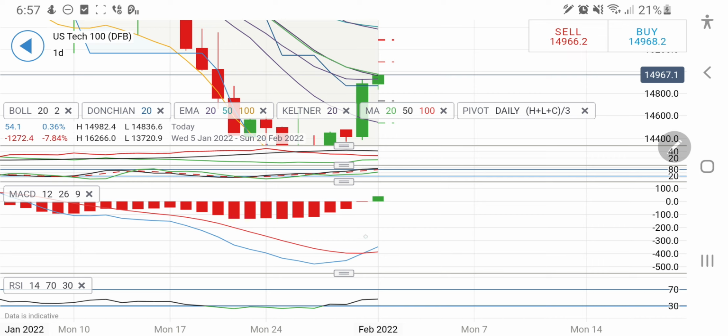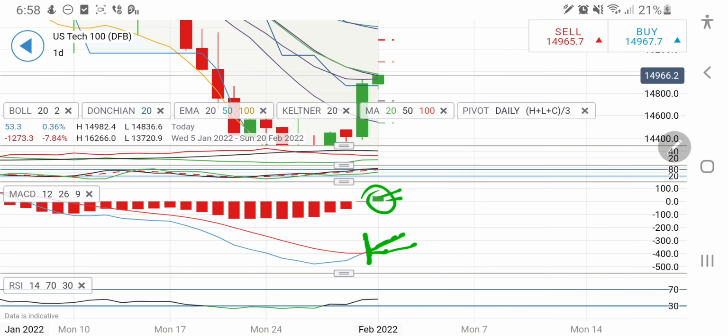But look at the MACD lines, they have just crossed over and are divergent. This is the second green candle. Probably it will continue with this, and probably we might see a little more bullishness in US100 today till the time it remains beyond 14,870.